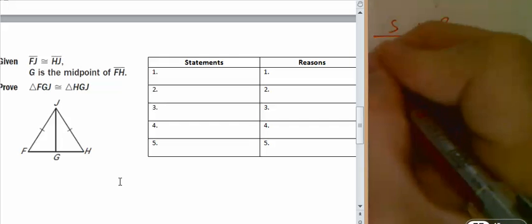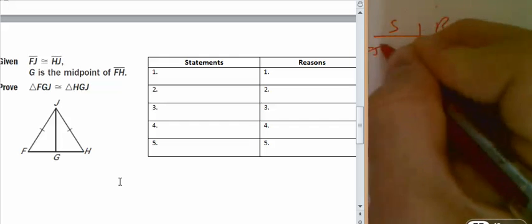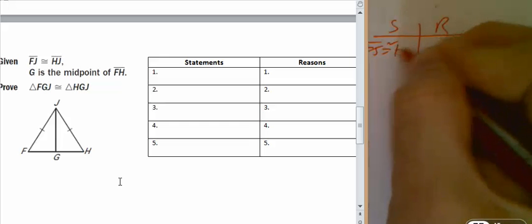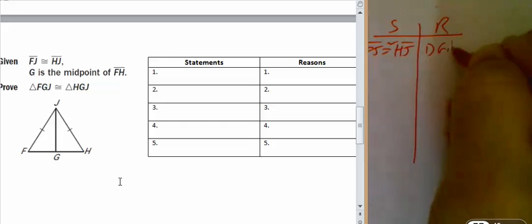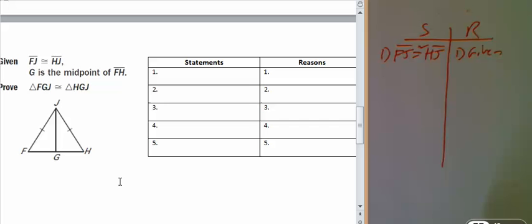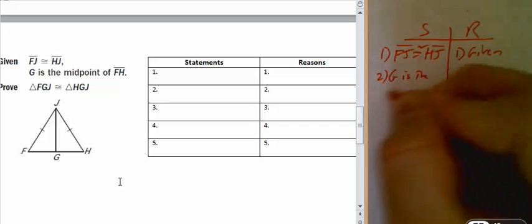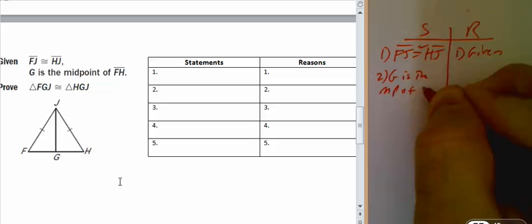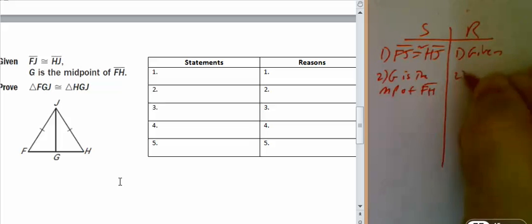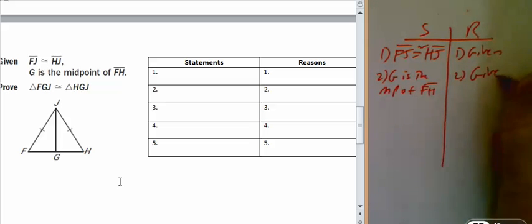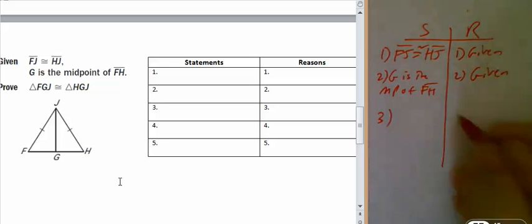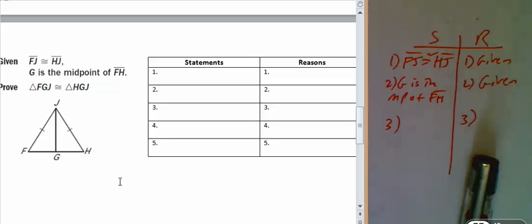Statements, reasons. We've got FJ congruent to HJ, and that's given. We also have G is the midpoint of FH, so that's different. G is the midpoint of FH, and that's going to be obviously our new thing here. That was also given. And I guess we'll just jump right to it. What does that mean? G is the midpoint of FH.